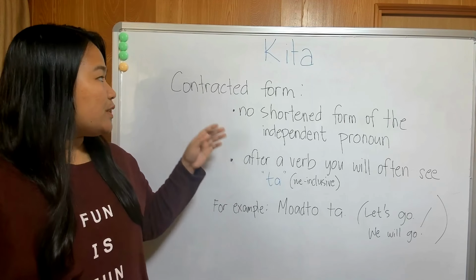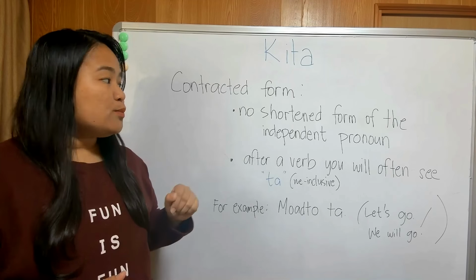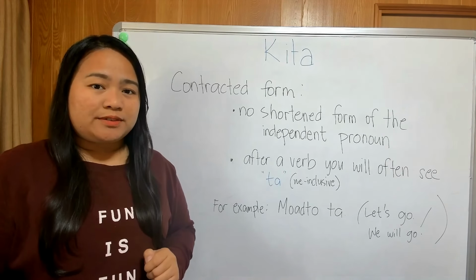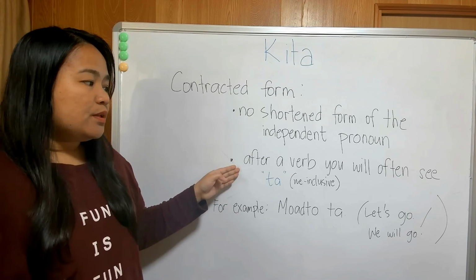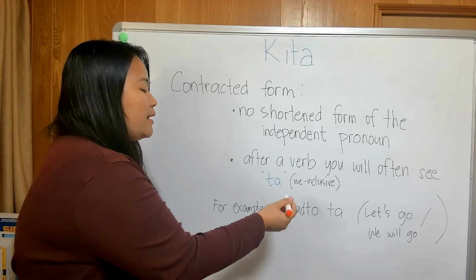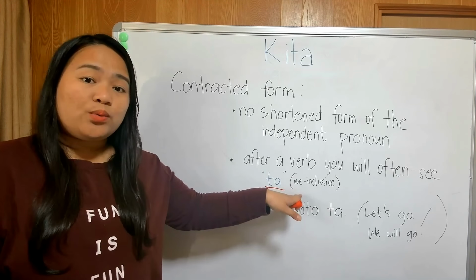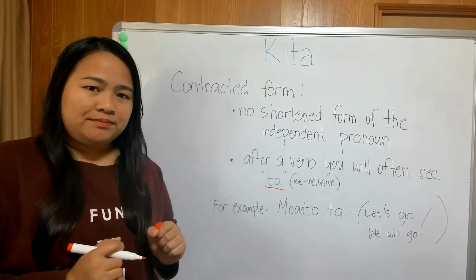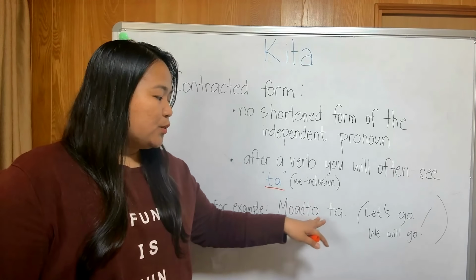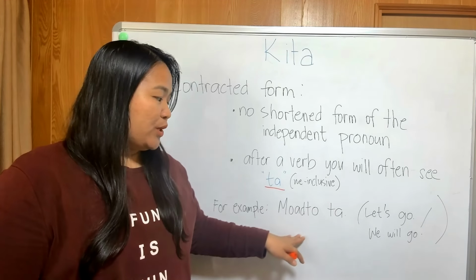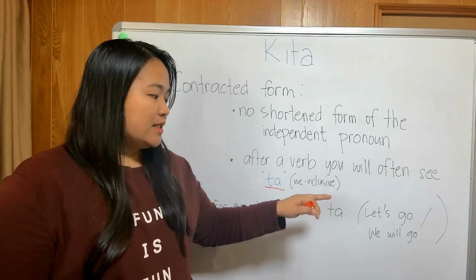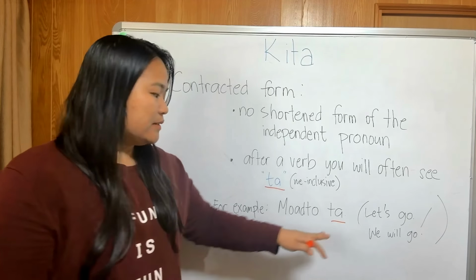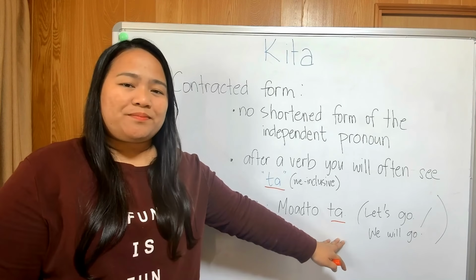Now let's have the contracted form. In Cebuano, there's no shortened form of the independent pronoun. And after a verb, you will often see ta. It also means we inclusive. So it's the short form of kita, ta. For example, Moadto ta. It means let's go or we will go. So here is the contracted form ta, the short form.